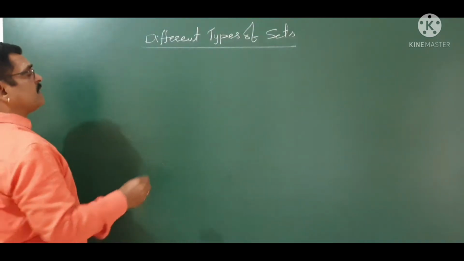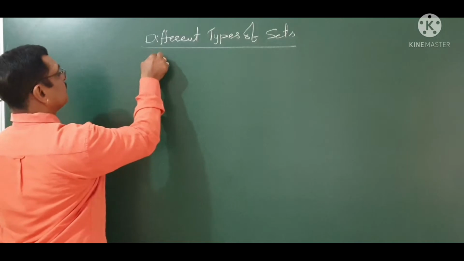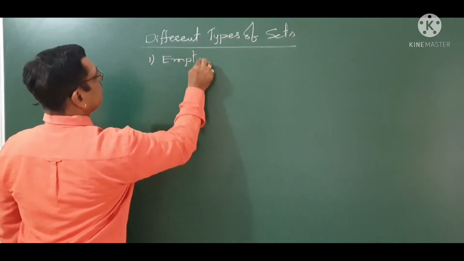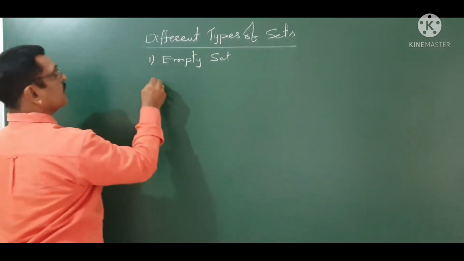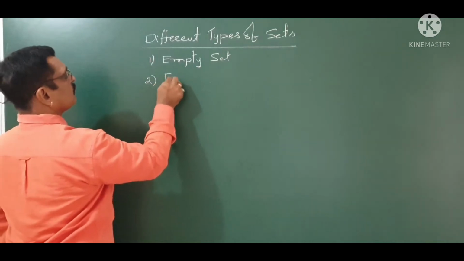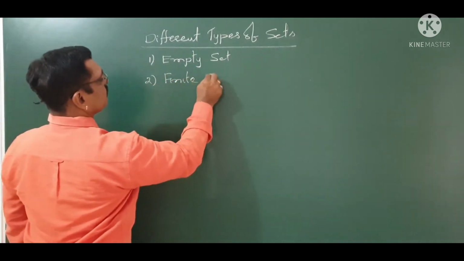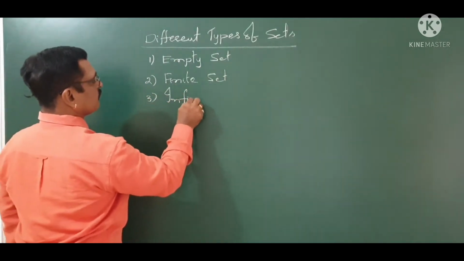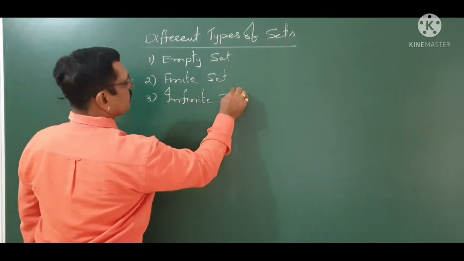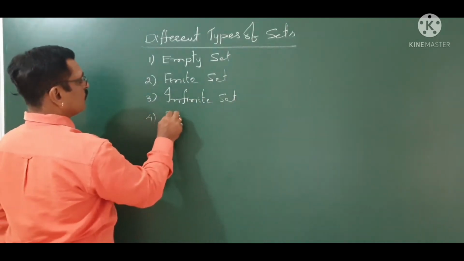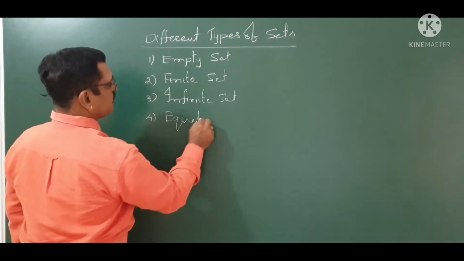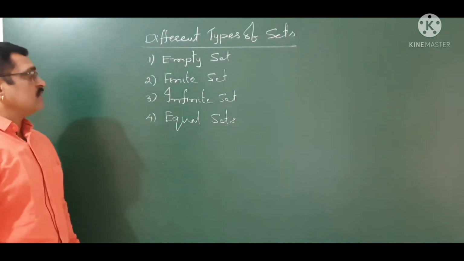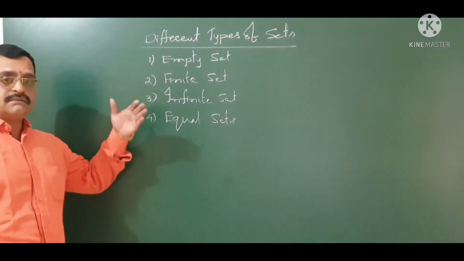In this chapter, we come across number 1, empty set. Number 2, finite set. Number 3, infinite set. Number 4, equal sets. Now, please note down. Now, I will explain set by set.